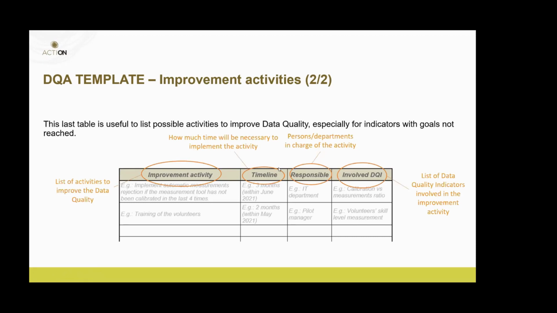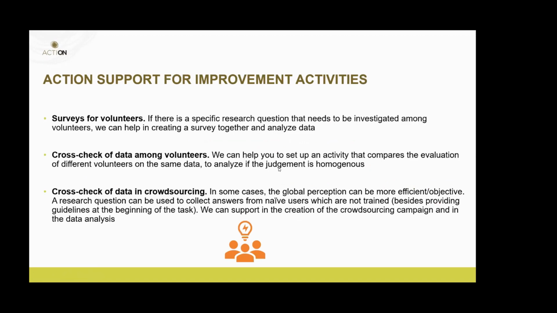Then I go on with some examples of activities to improve the data quality. These are some activities where we can help you. We can help you in this process. So, for example, I listed 3 activities: surveys for volunteers. If there is a specific research question that needs to be investigated among volunteers, we can help you to set up a survey and analyze data.